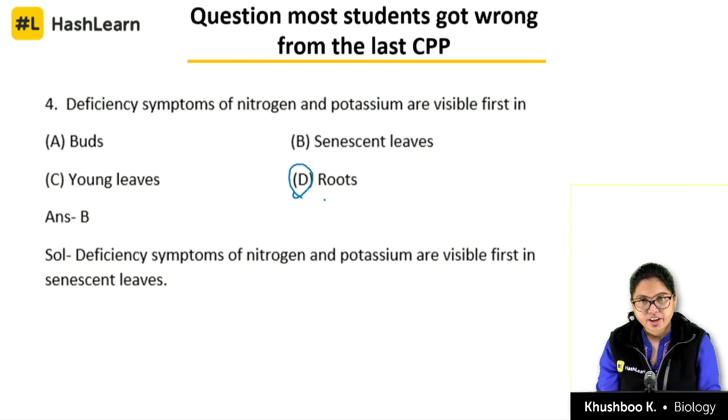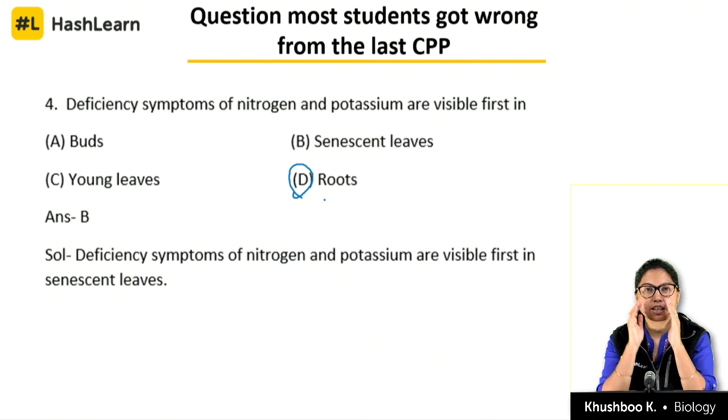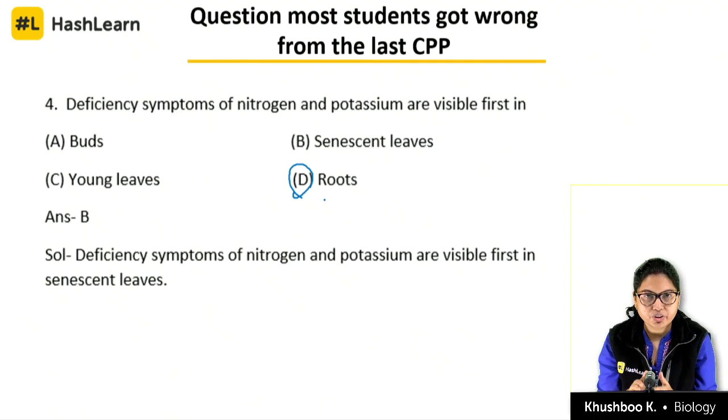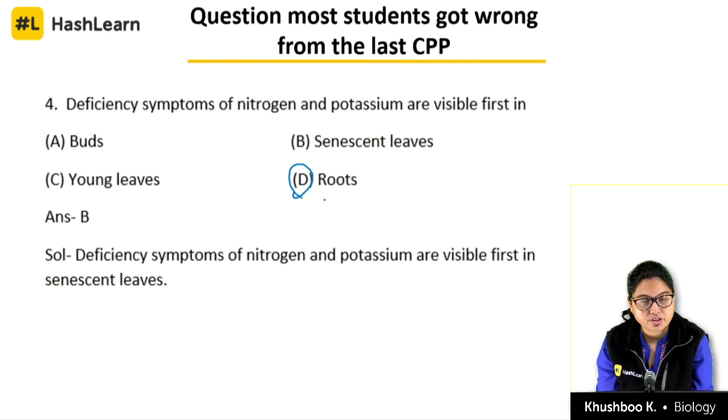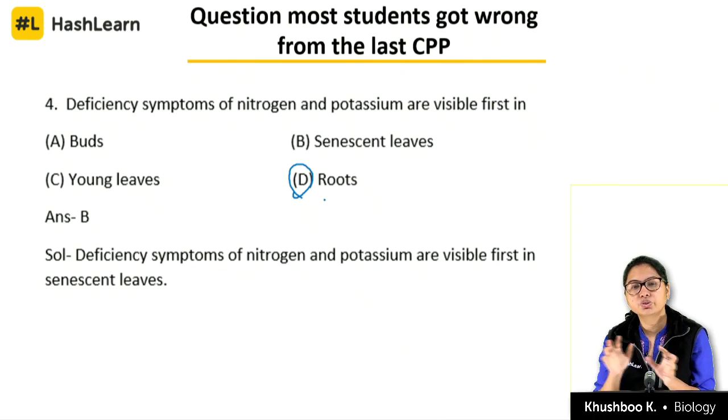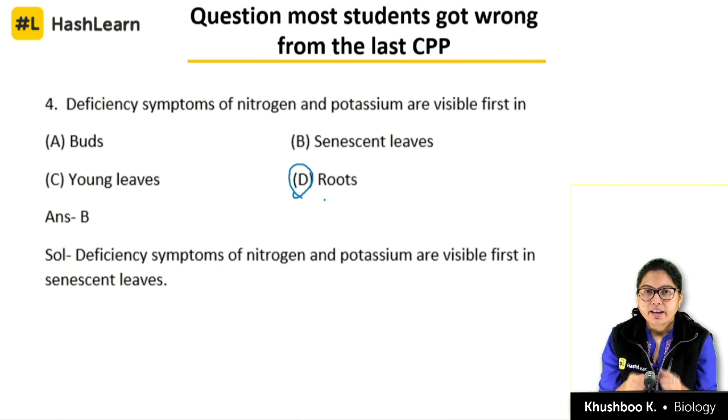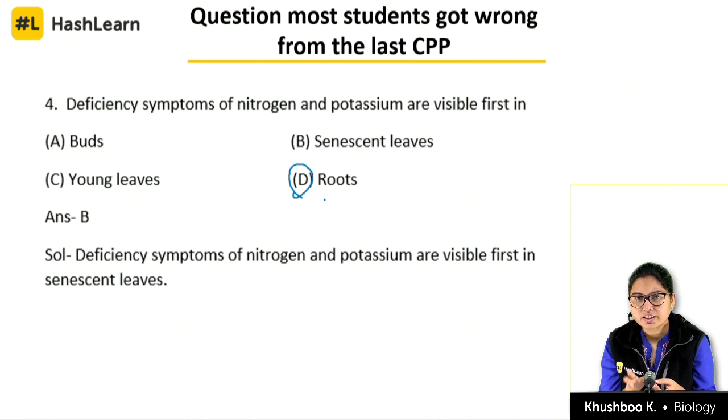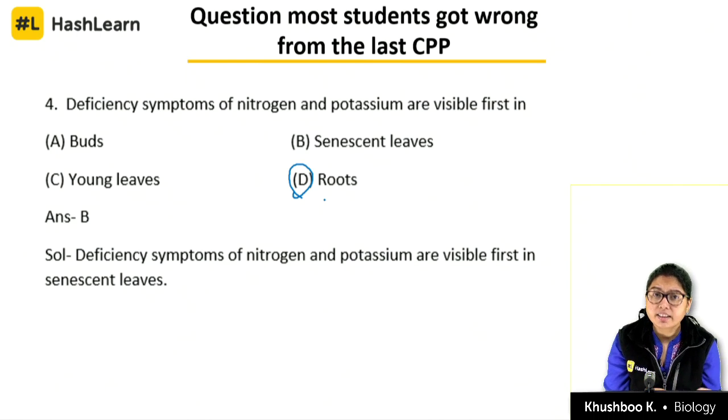See, whenever we are talking about deficiency diseases of mineral nutrients in plants, two things you need to keep in mind. A is if it is a macronutrient or if it is a mobile nutrient, not micro. If it is mobile, that means it can be transported from the old leaves to the younger leaves, then that kind of nutrient's deficiency will be first seen in the senescent leaves.